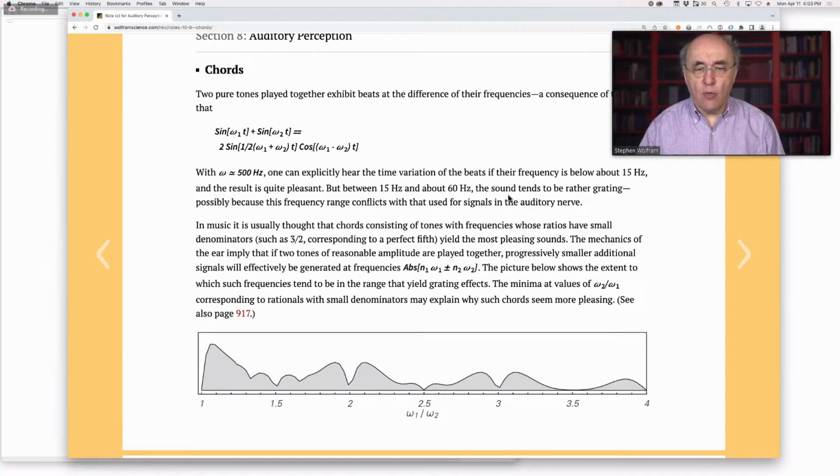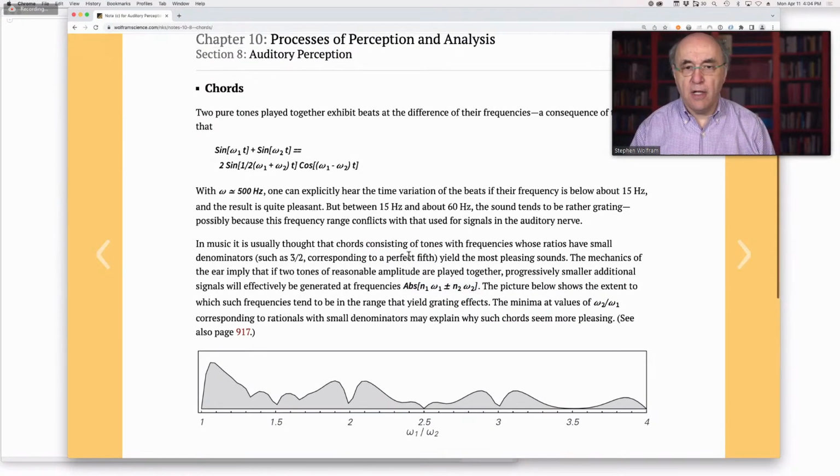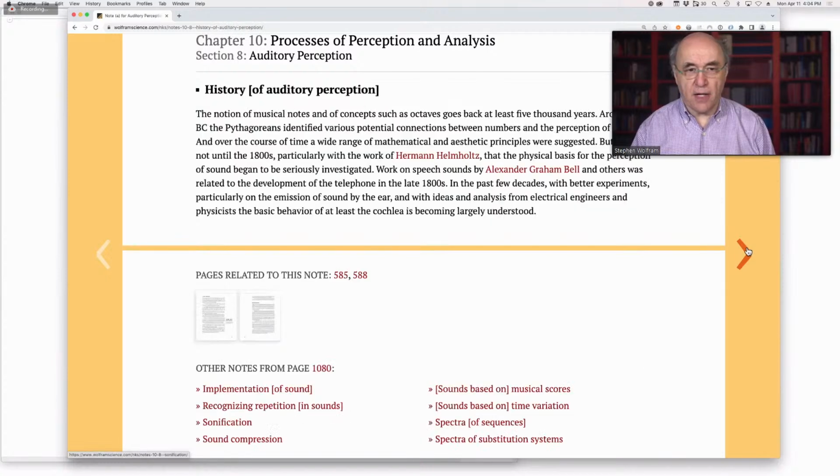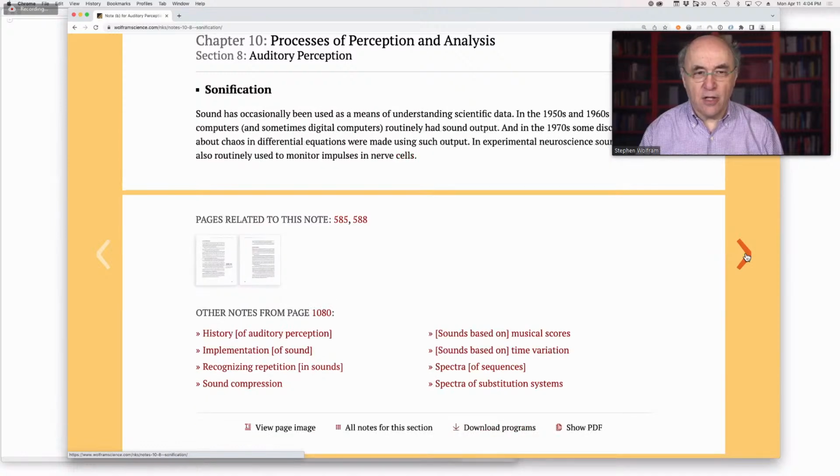Essentially you end up with combinations of those notes and their harmonics and their integer multiples that give frequencies that go into a range of maybe 15 hertz that sounds like a kind of grating noise. And the hypothesis is that that's why those kinds of chords sound rather unpleasing to us. Anyway, that was just a thing that I analyzed. It's one of the notes that had a lot of content to it and took a lot of time to figure out.